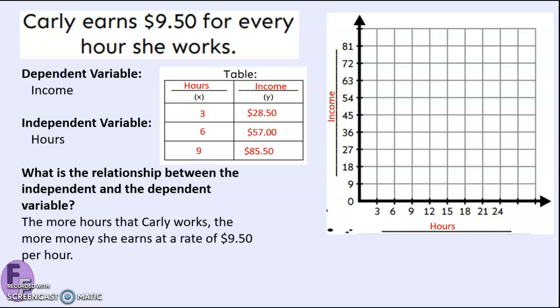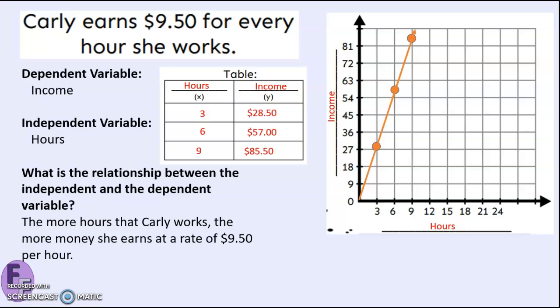Then we can simply plot the points. 3 is the X, 28.50 is the Y. 6 is the X, 57 is the Y, and 9 is the X, and 85.50 is the Y. Then we draw a line from the 0 through our points. The only thing missing on this graph right now is a title, but we can use the title from our equation that Carly earns $9.50 for every hour she works.